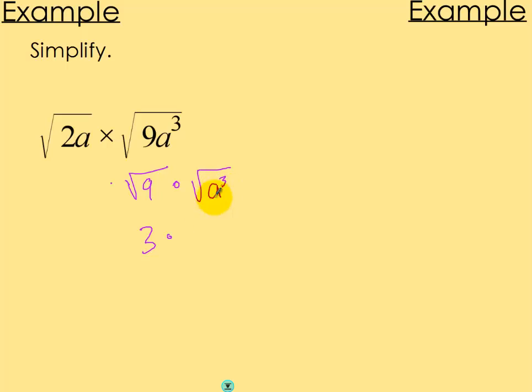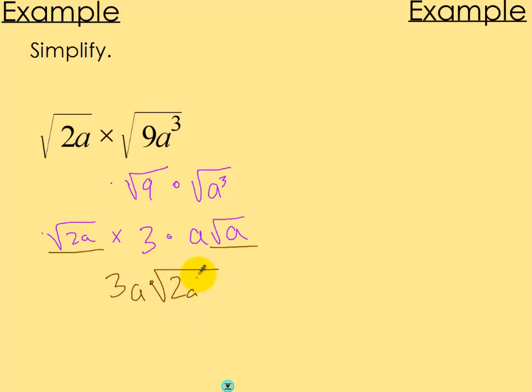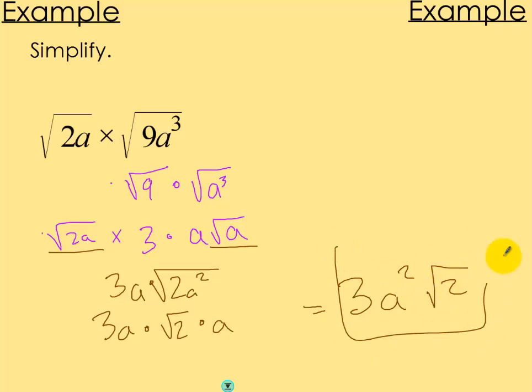So that's 3 times, and square root of a cubed simplifies to a square root of a times the square root of 2a. And combining what I can here, I'm going to get 3a, and then combine these square roots: 3a square root of 2a squared. Well, in 2a squared, that a squared comes out, so we get 3a times a times square root of 2, which combines to 3a squared square root of 2. That's it.